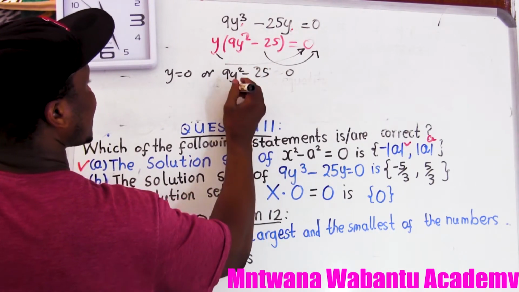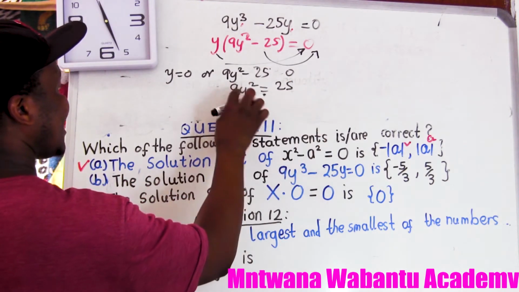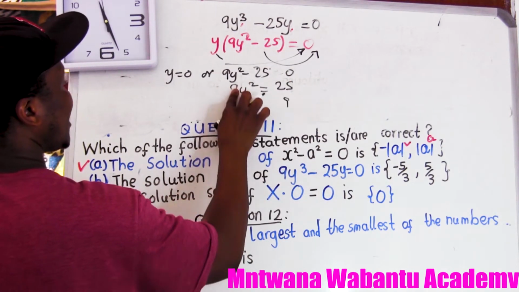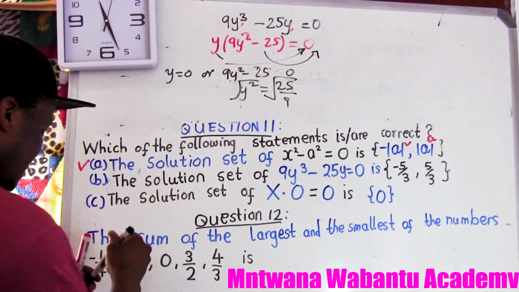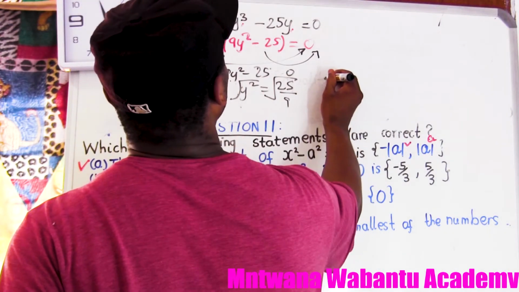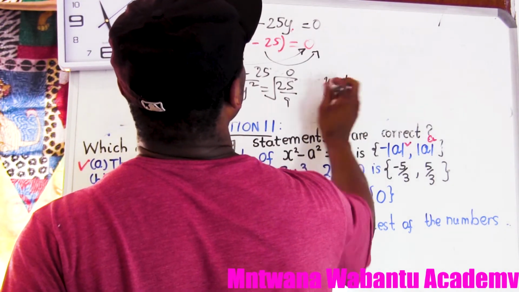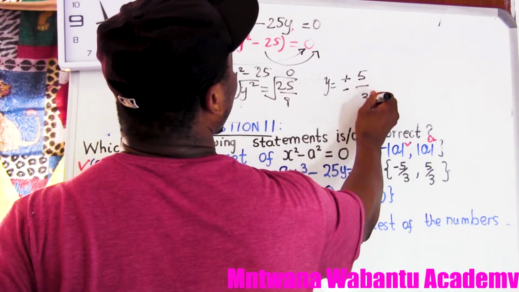Now let me write this. 9y squared equal to 25. Divide by 9, divide by 9. So it's going to be 25 over 9. And then I'm going to take the square root of both sides. So my value of y is going to be y equal to plus or minus. When you square root 25, it gives you 5. When you square root 9, you get 3.